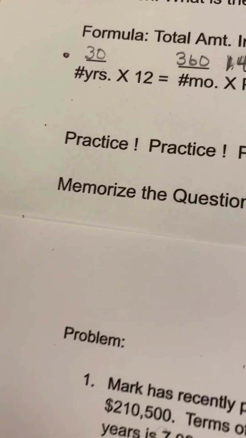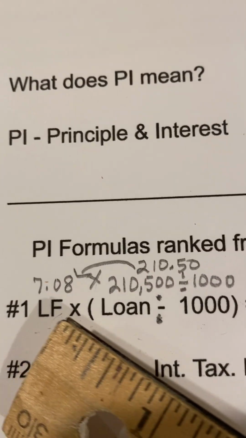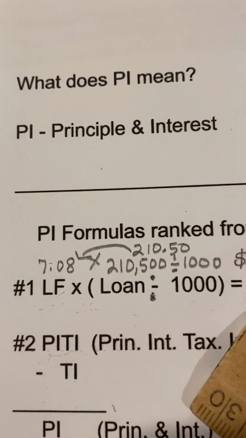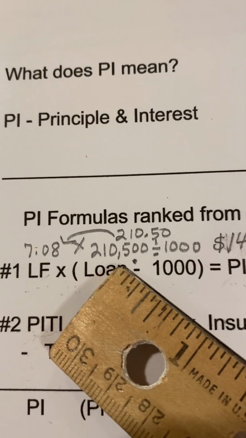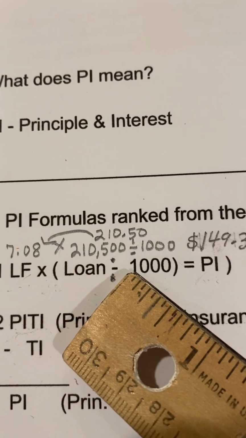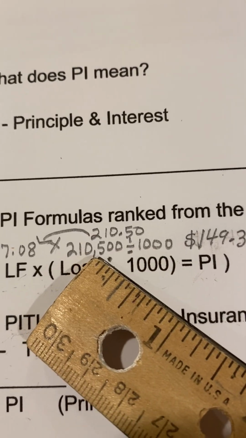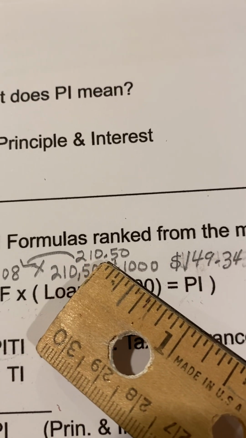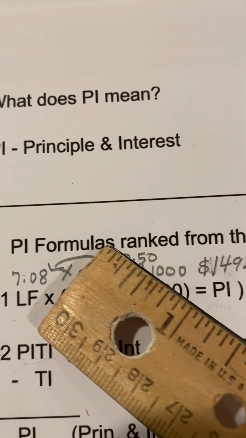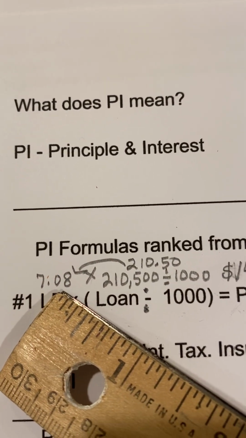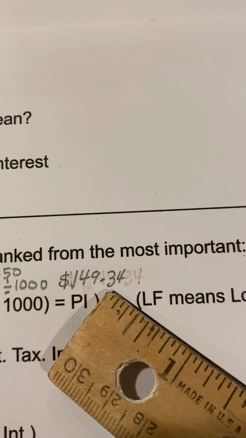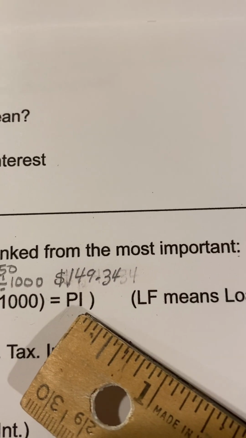They did not give you the PI, so you use the formula for your loan factor: loan factor times, parentheses, loan divided by 1,000. 7.08 times your loan, $210,500, divided by 1,000, gives you 210.50. Then you go back and multiply it times the loan factor. Then you come out with $149.34 for your PI.